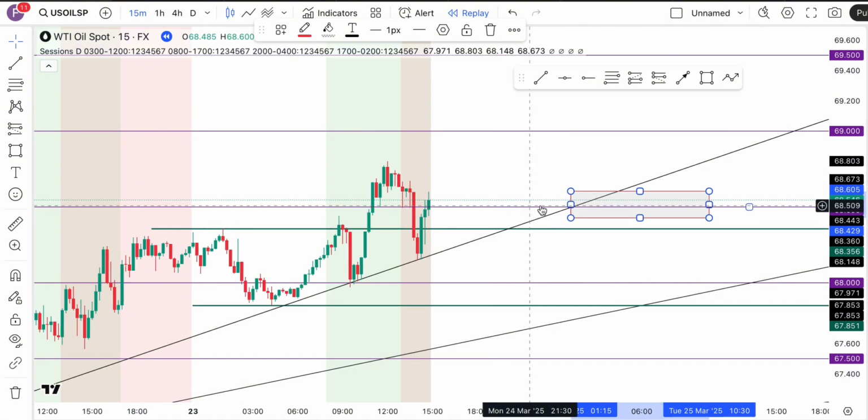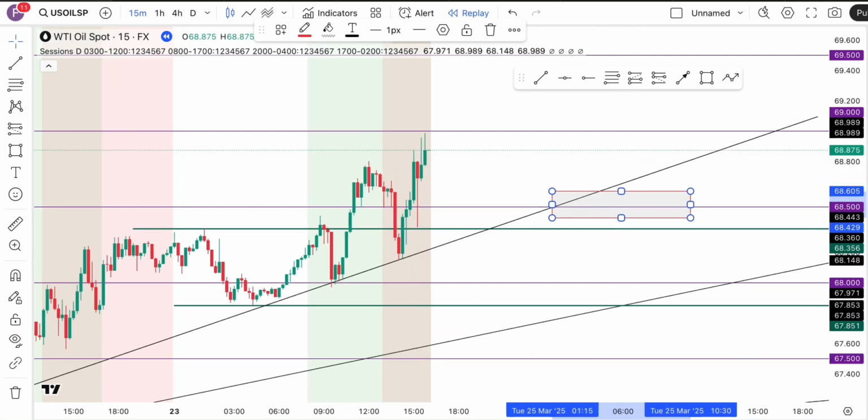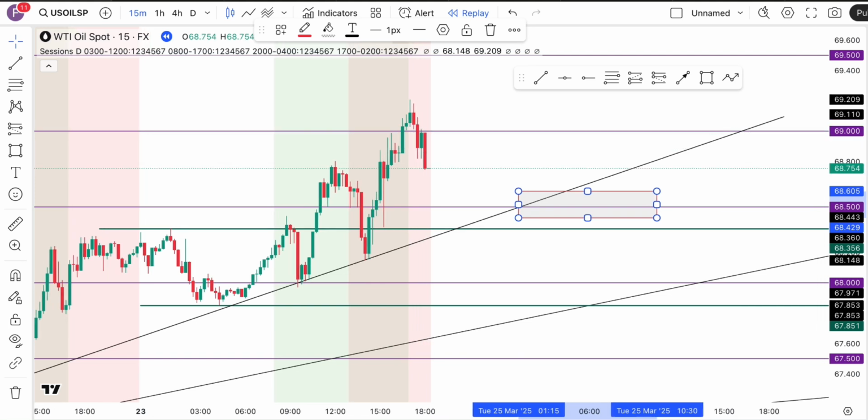Number 1, there's a psychological level present. Number 2, there's a trend line present. Number 3, if I see a W pattern here, I'll be looking to buy. It's as simple as that. So let's see what price did. On Monday, price went up, no trades, basically.